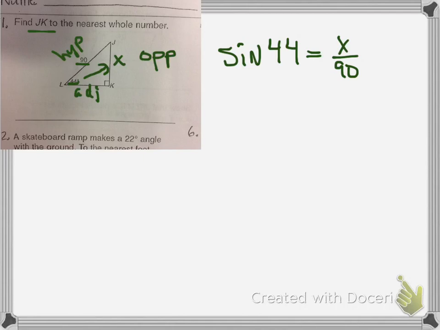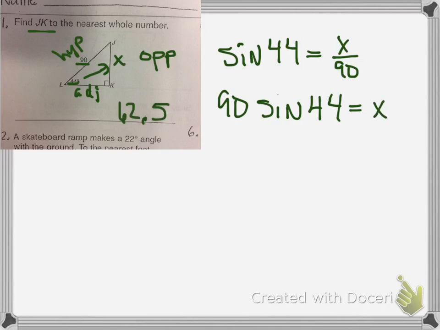How do you get rid of this? Every single time you have a number under, in the denominator, you can multiply to get rid of it. So that would give me 90 sine 44 equals x, and if you type that into the calculator, you're going to get 62.5. Round to the nearest whole number, I guess. I did not read. I got to start reading these better. That would be 63 units, not 63 degrees.